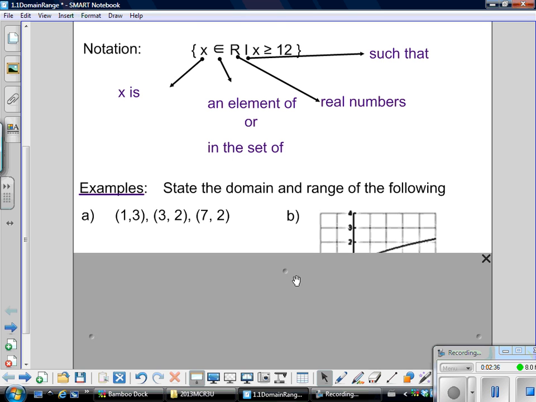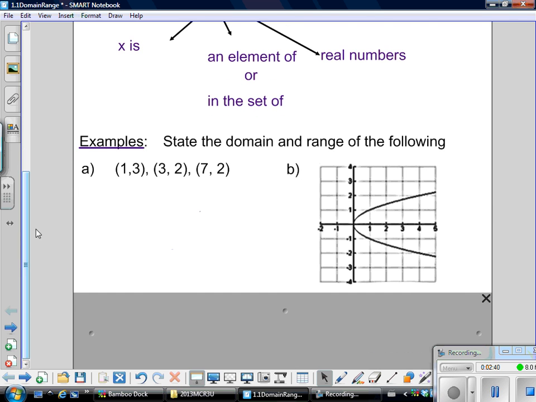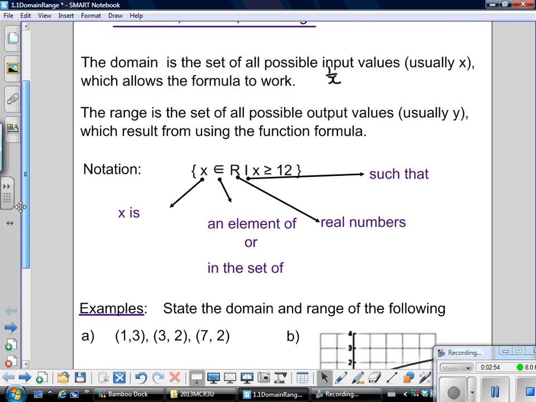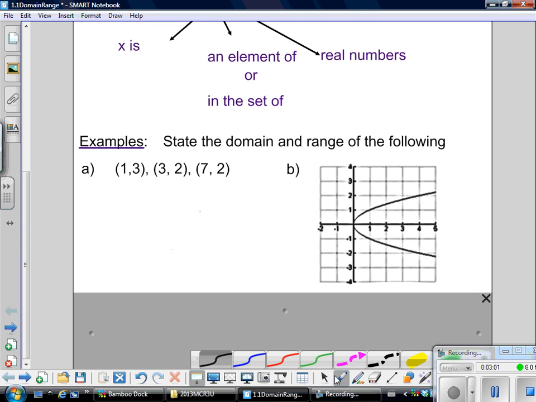The first example is pretty easy in a sense. It says state the domain and range of the following. If we look at the first one, they've given it to us as a set of ordered pairs. The first thing we're going to do is look at the domain. Remember, domain is the first set of possible values, so it's usually the x, and you can see that it is the x. For us, the domain is going to be the 1, the 3, and the 7.